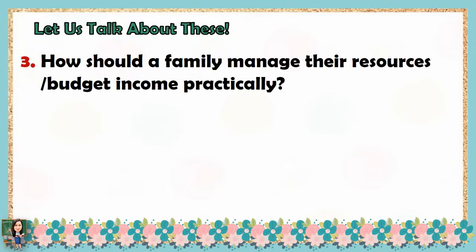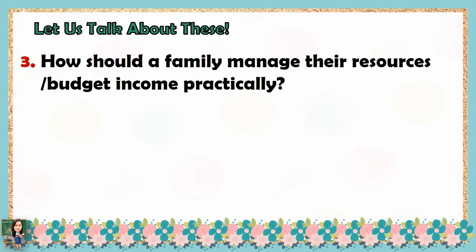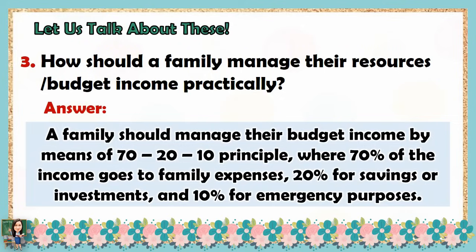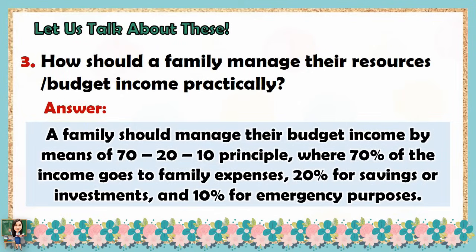And for question number 3, how should a family manage their resources or budget income practically? Here is my example answer. A family should manage their budget income by means of the 70-20-10 principle, where 70% of the income goes to family expenses, 20% for savings or investments, and 10% for emergency purposes.